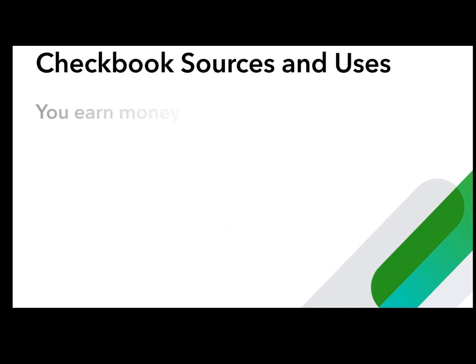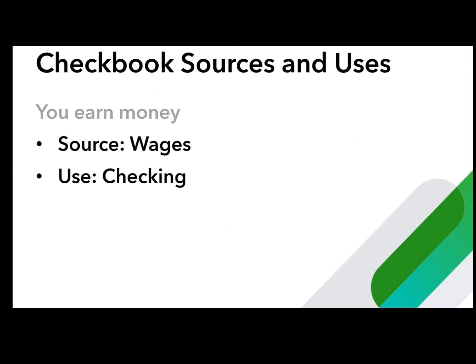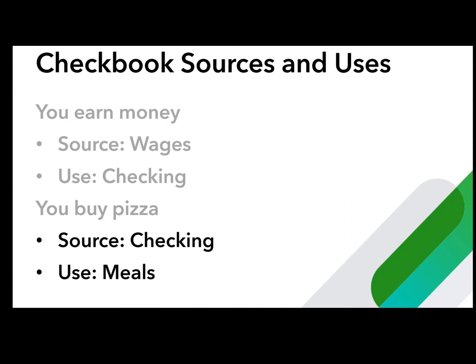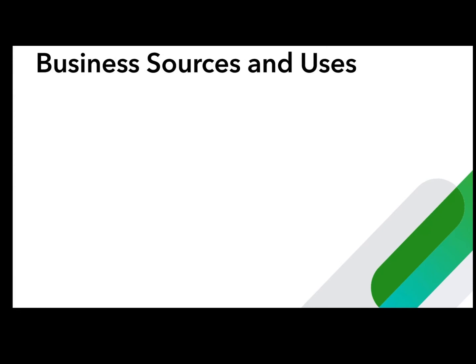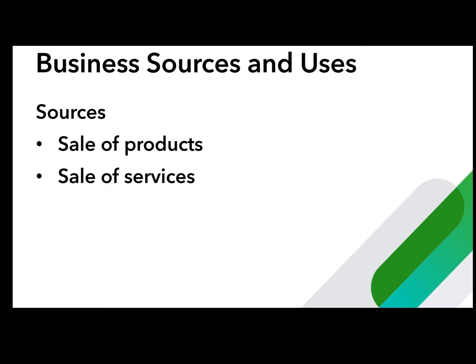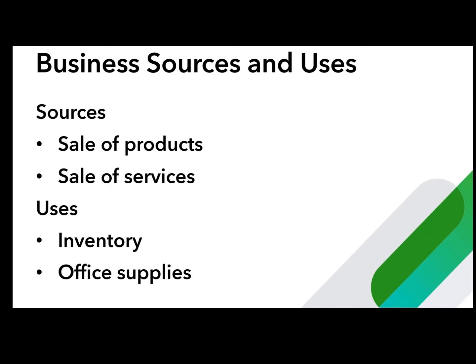Remember the checkbook example used earlier? You earned wages and the money went into your checking account. The source was your wages, and the use was the deposit into checking. You then bought a pizza. The money came from your checking account. So the source was your checking account, and the use was a delicious pizza, which you categorized or accounted for as meals. Business accounting works the same way. However, instead of wages, your business receives money from the sale of services and products. And instead of pizza, the business spends money on inventory, office supplies, job costs, and utilities. Personally, I prefer the pizza.